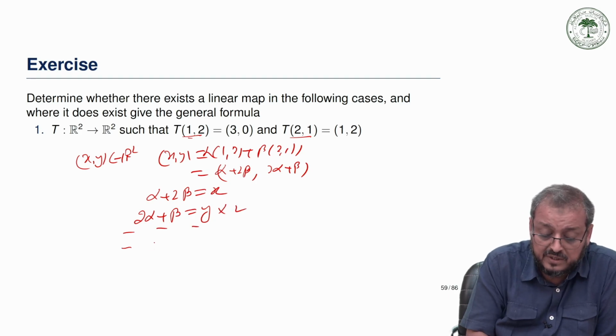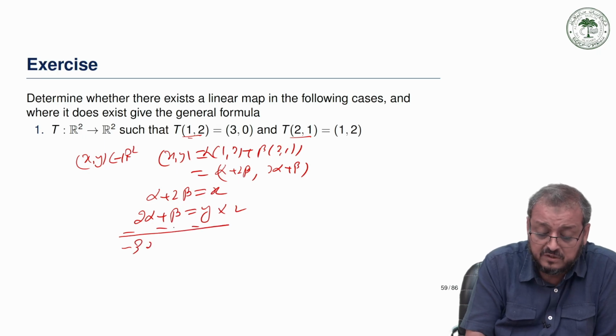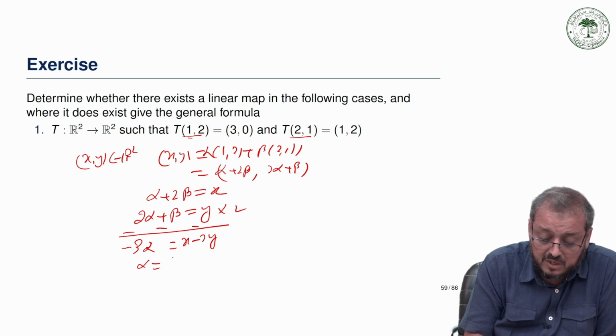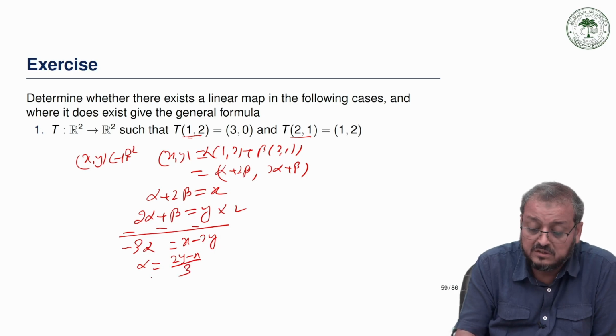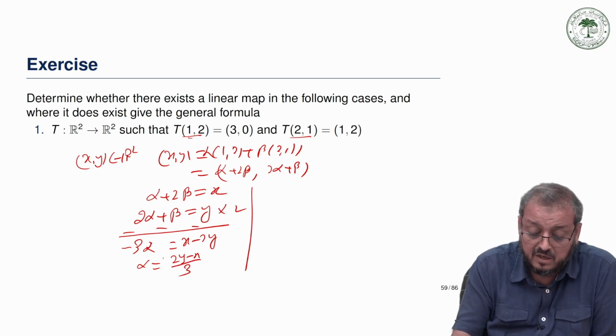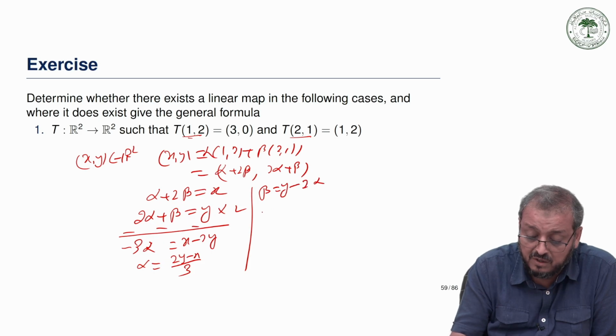So this is equal to minus 3 alpha, and then beta cancels out, so you have x minus 2y. So alpha is equal to (2y minus x) by 3, and similarly we can take beta is equal to y minus 2 alpha, so is equal to y minus 2 by 3, and then you have 2y minus x.